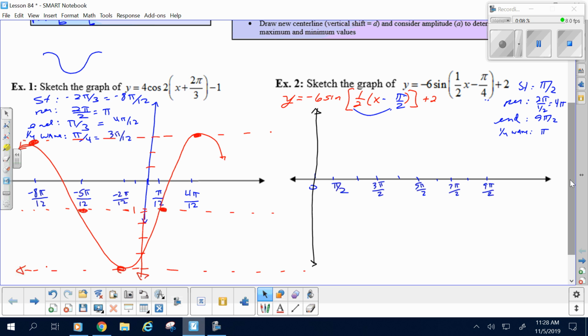Hopefully your important points, quote unquote, are pi over 2, 3 pi over 2, 5 pi over 2, 7 pi over 2. Yes? Your starting point is pi over 2 after you factor. Period's 2 pi over a half, which is 4 pi. It starts at pi over 2 and goes 4 pi. It ends at 9 pi over 2. And the quarter wave is 4 pi divided into 4 parts of pi. So you're going to go with pi over 2 as a starting point and travel pi each time. Good point.